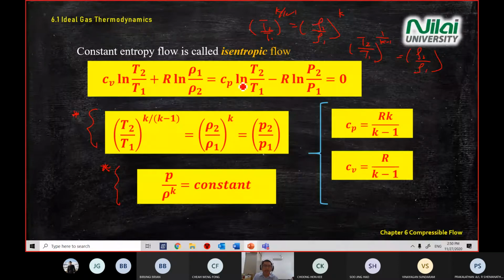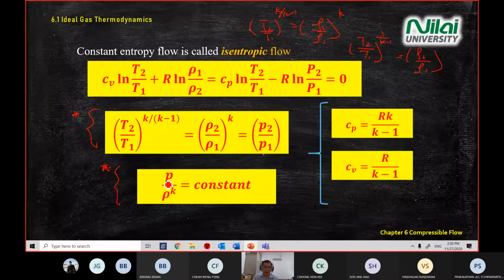Anyway, it's good that you memorize this equation, because it will help you solve the problem more easily. By looking at this, you know what is missing, or what you're going to focus on. So I really highlight this for you. This is very important.